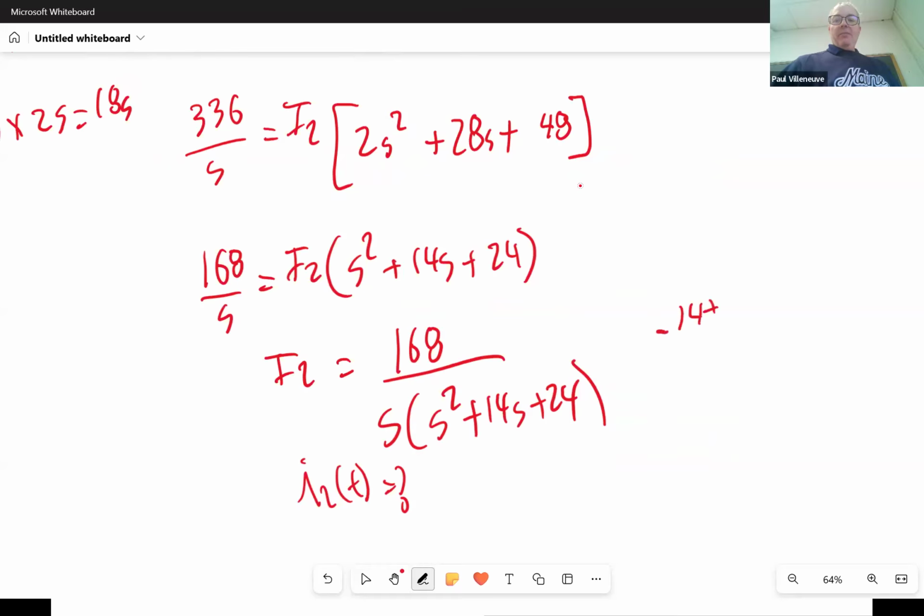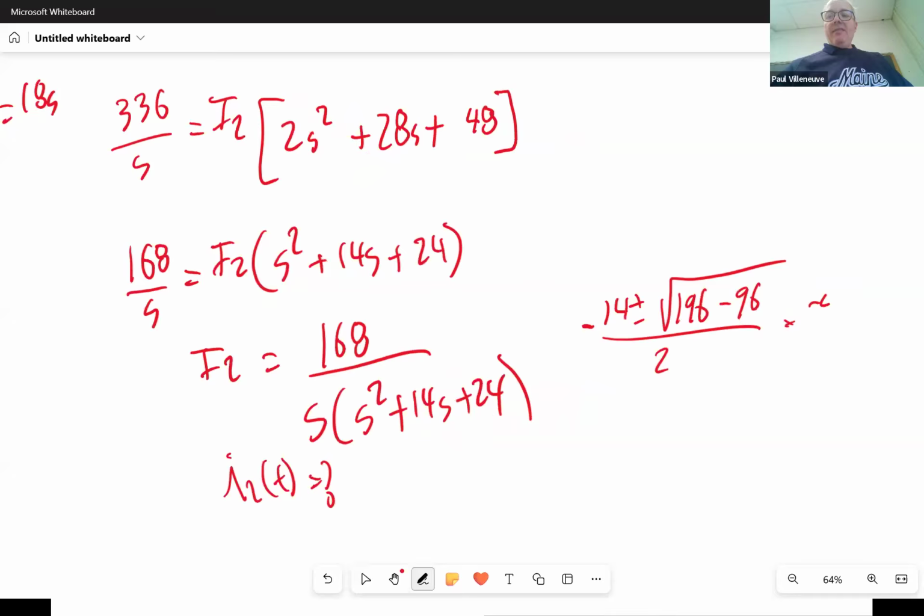Negative b plus or minus the square root of b squared. So how do I do 14 squared? I do 140 plus 4 times 14. So that should be 196 if I did that correctly. And then for 4ac, 4 times 24 is 96, all over 2a. Negative 14 plus or minus the square root of 100, which is 10, over 2.